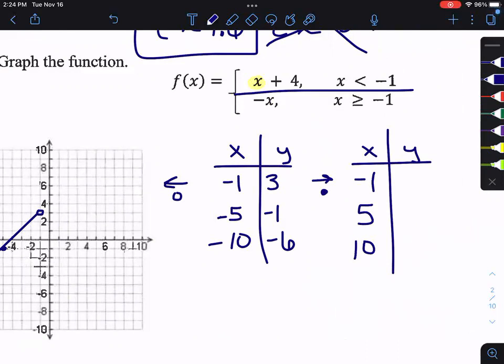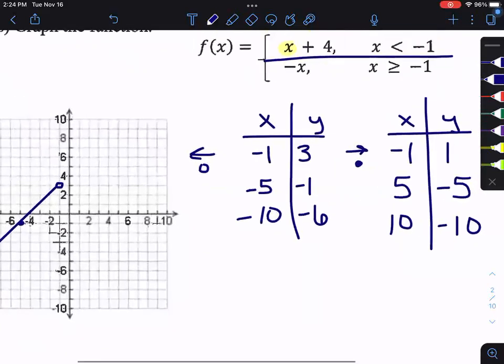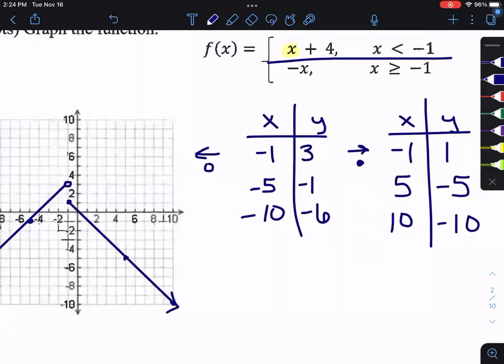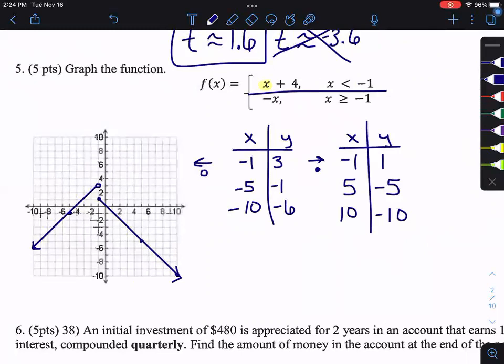So when I plug these in, I want -1 times the X value that we have. So -1 times -1 is +1. -1 times 5 is -5. And -1 times 10 is -10. So here are my 3 points I'm going to graph. -1, 1, again, has a solid circle because it's equal to, 5, -5, and 10, -10. So that right there is my final graph.